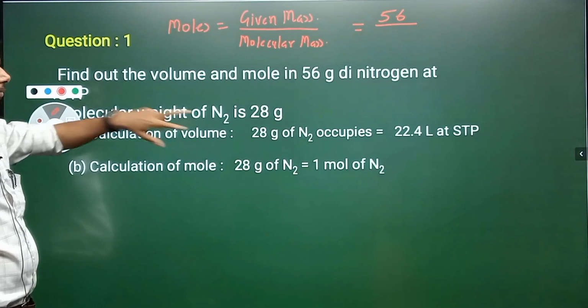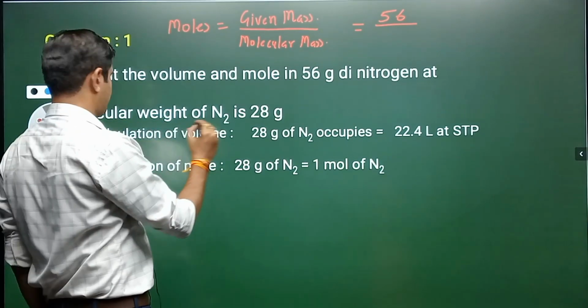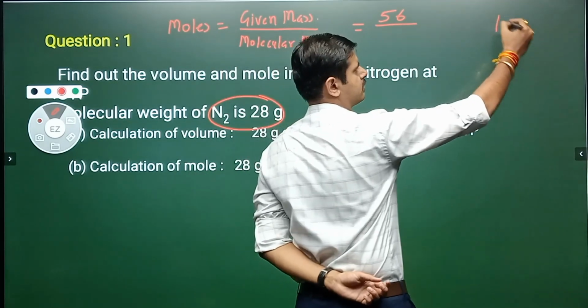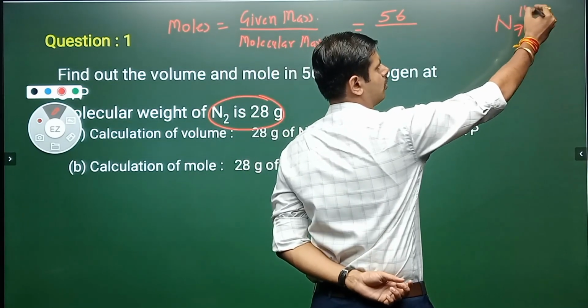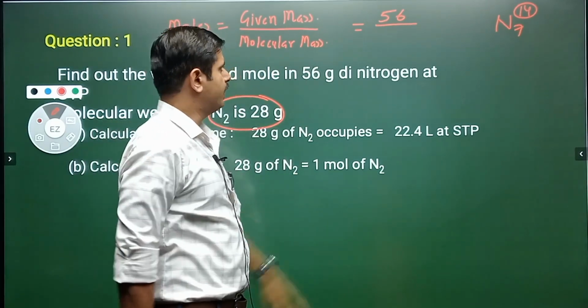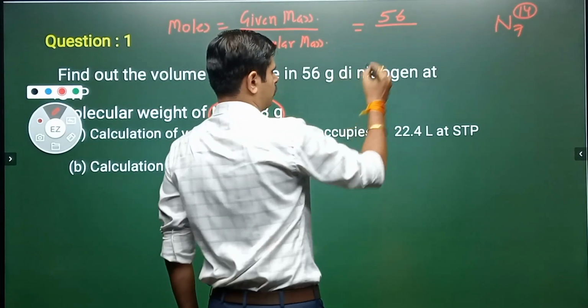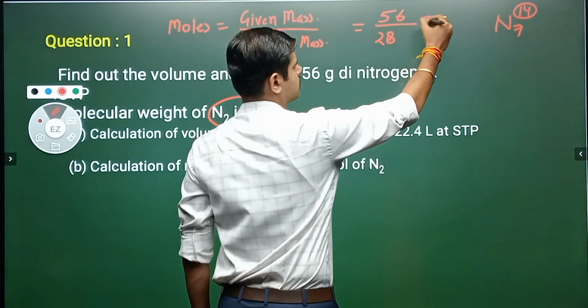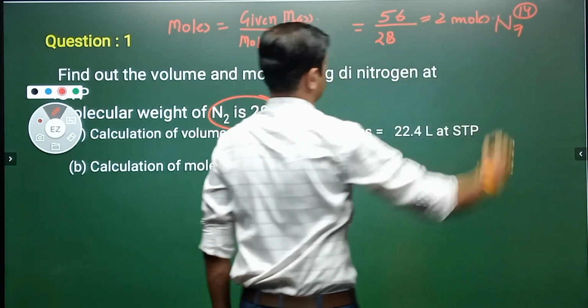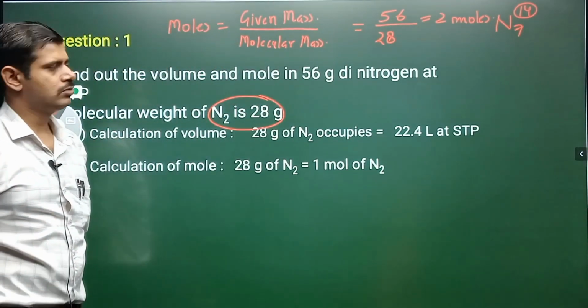What is the molecular mass of N2? The molecular mass of nitrogen is 14 grams, so for N2 the molecular mass is 28. So the number of moles is equal to 2 moles.